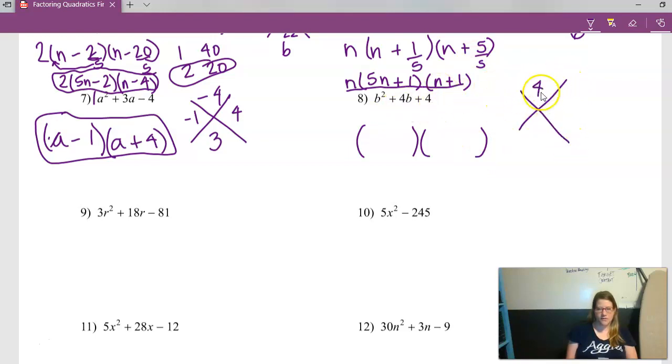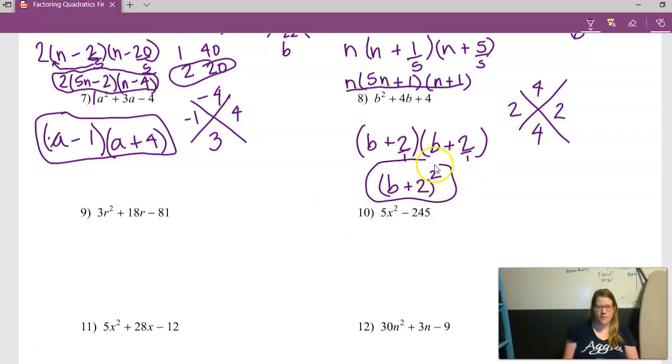1 times 4 is 4. And then b is 4. So this time we'll want 2 times 2 is 4, and also 2 plus 2 is 4. So b plus 2, b plus 2. And again, we'll divide by a, but since a is 1, it's not going to change anything. So this one is b plus 2 times b plus 2, which I could also write as b plus 2 squared. And there we go, factored form.